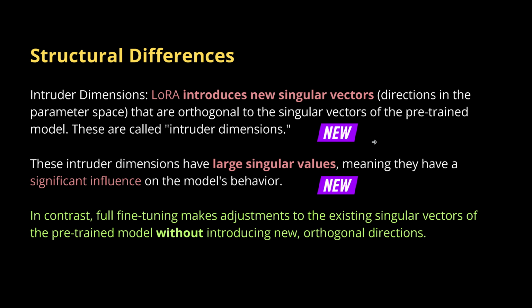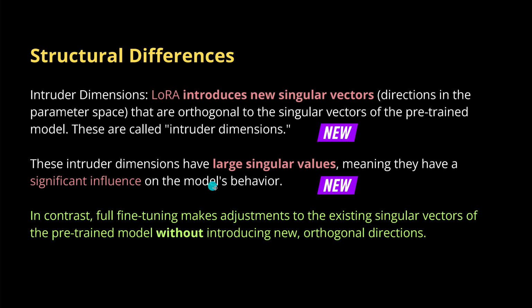Those structural differences are quite significant because LoRA now introduces new singular vectors. This means new directions in the parameter space that are orthogonal to the singular vectors of the pre-trained model. And these new dimensions are not just a little bit, but they have large singular values, meaning they have a significant influence on the model behavior.